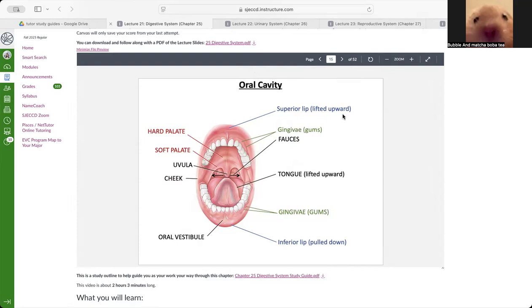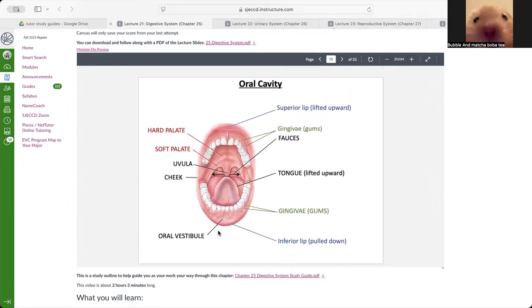Okay, so for the oral cavity, let's go through the parts of it. We have the lips, which are called the labia, superior and inferior. The space between the labia and the teeth is called the vestibule, right here. Then the superior wall of the oral cavity, we have the palate right here. We have the hard palate, which is over here, and the soft palate over there.